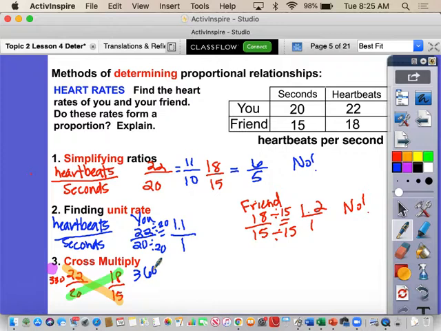So if your cross products are not the same, that means those ratios are not equivalent. They're not. So using all three methods, we got that they are not proportional. You can use any of those three to determine if two ratios are proportional. You can simplify, find the unit rate, or cross multiply.